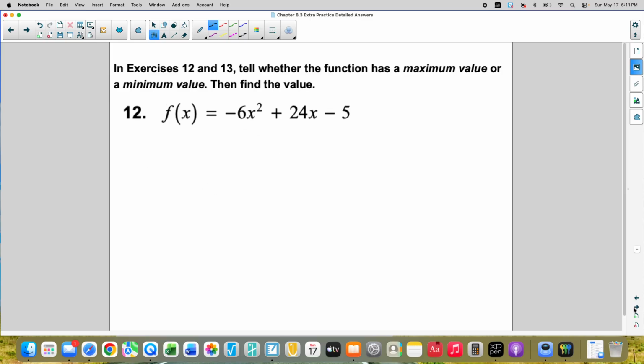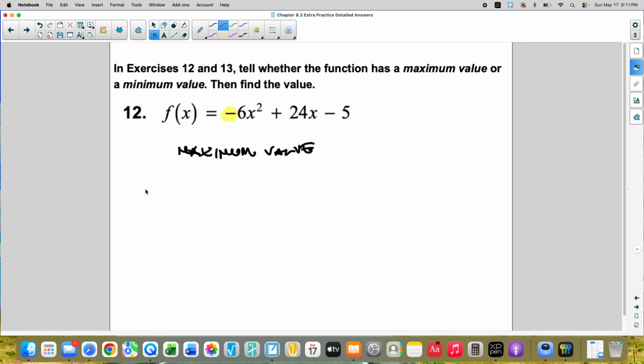Tell whether the function has a max or a min. So we're always going to look here. We're going to look at the a value. If it's negative, that means it's upside down. So this is going to have a maximum value. And that maximum value will be the vertex.